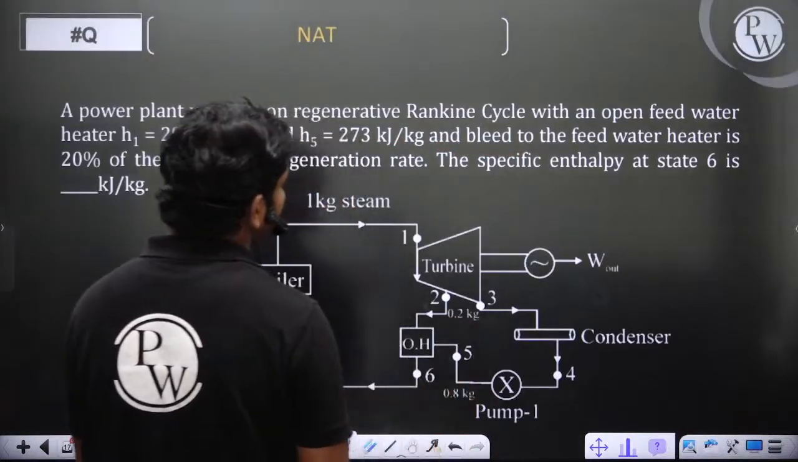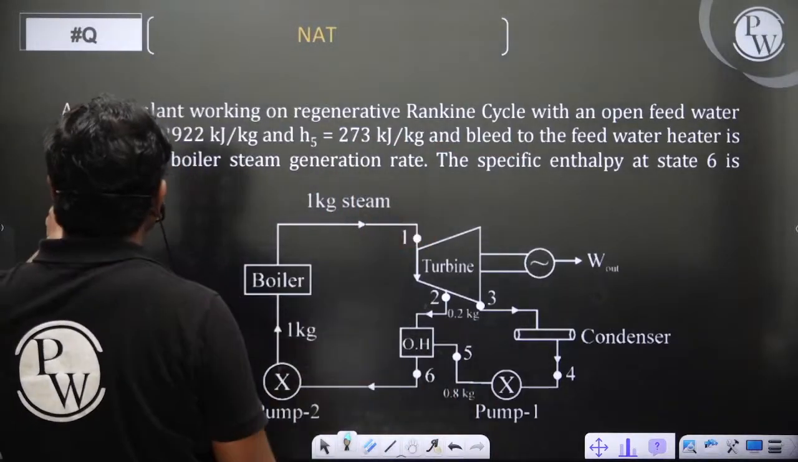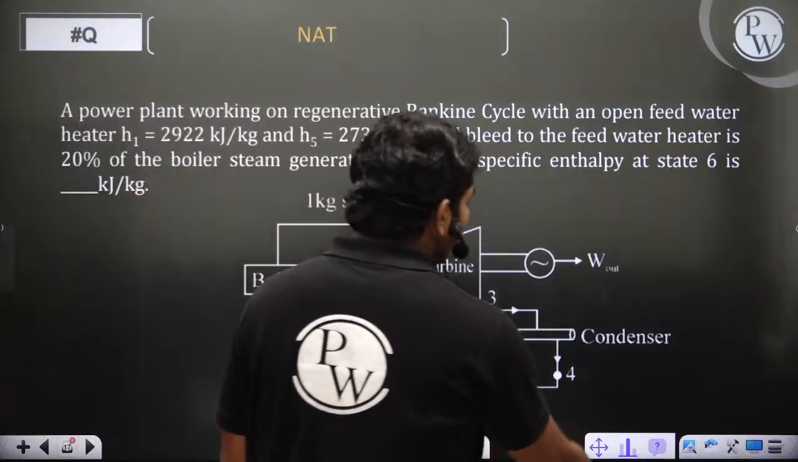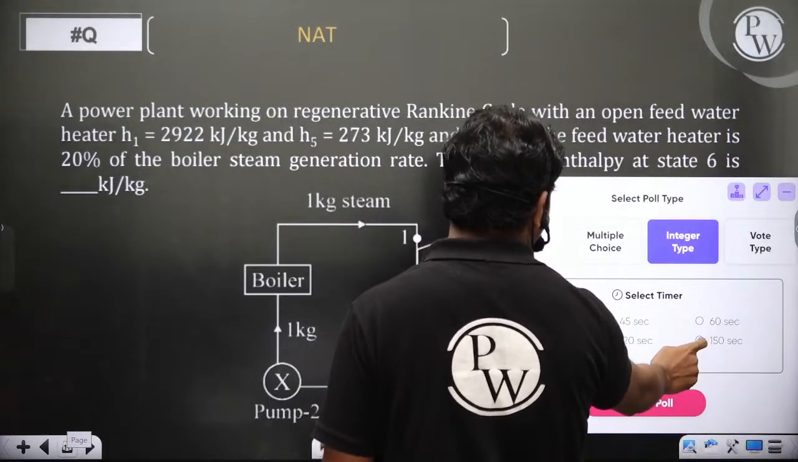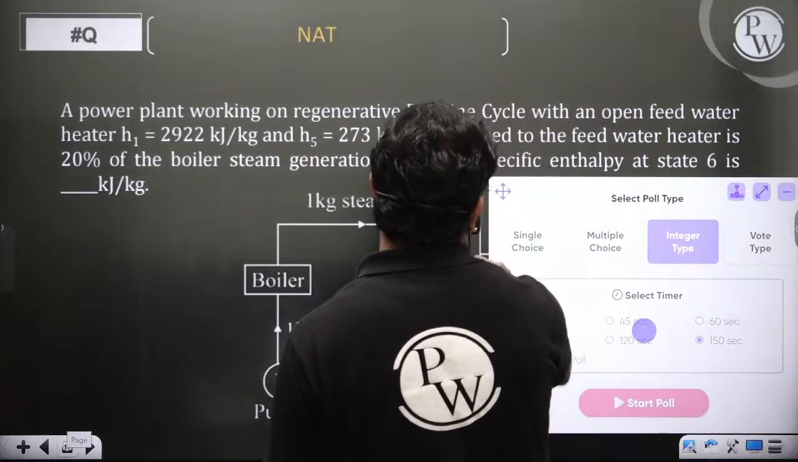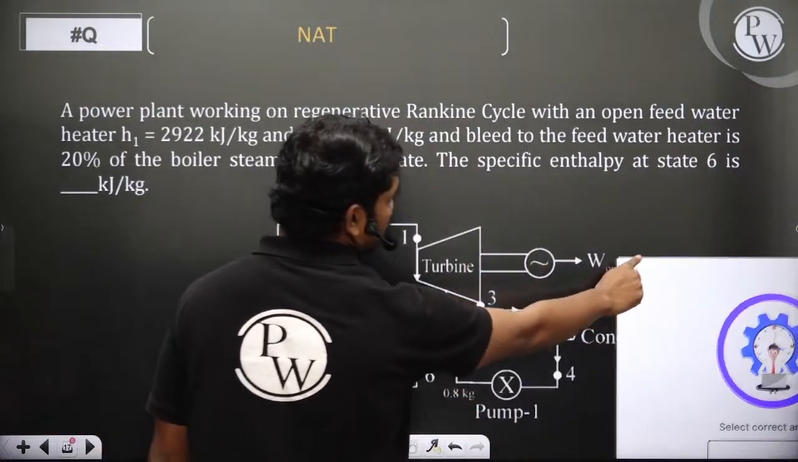Come on, I'm giving you some time. The specific enthalpy at state 6 is dash kilojoule per kg. Enter in integer. It is an integer type, and I'm giving 150 seconds. Come on, start. Enter the poll. Look, I'm hiding the poll.